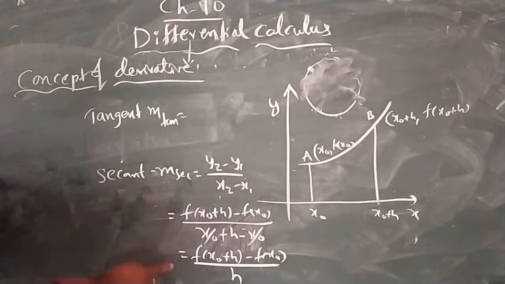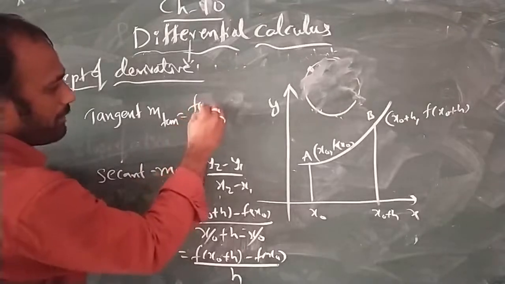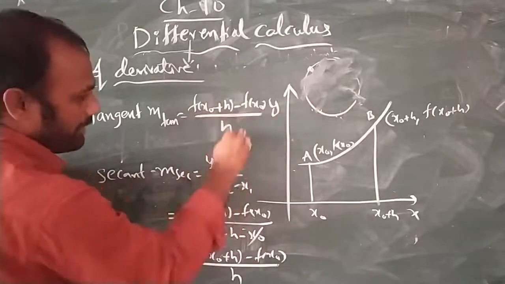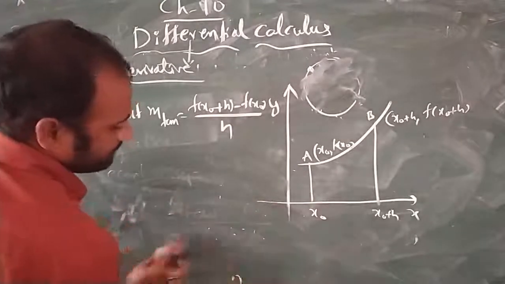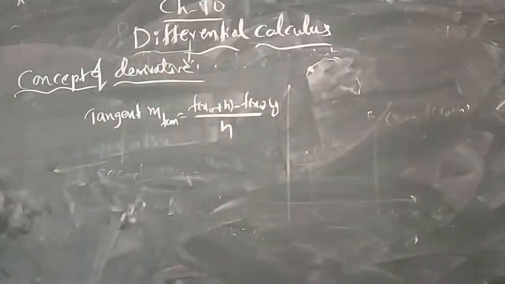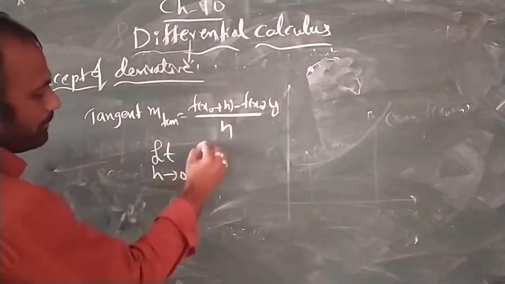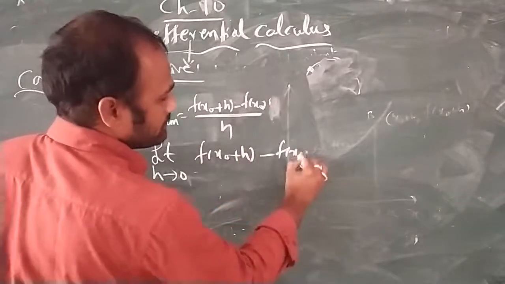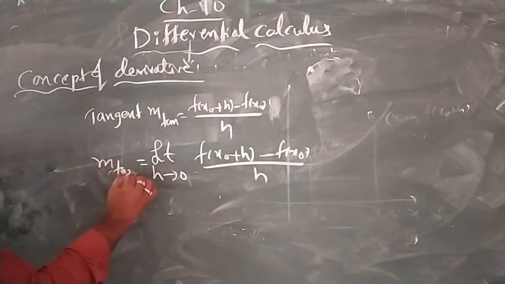That's why I am mentioning this formula for m tangent. The slope of the tangent is f of x naught plus h minus f of x naught divided by h. If I apply limits here, limit h tends to 0 of f of x naught plus h minus f of x naught divided by h is equal to the slope of the tangent.